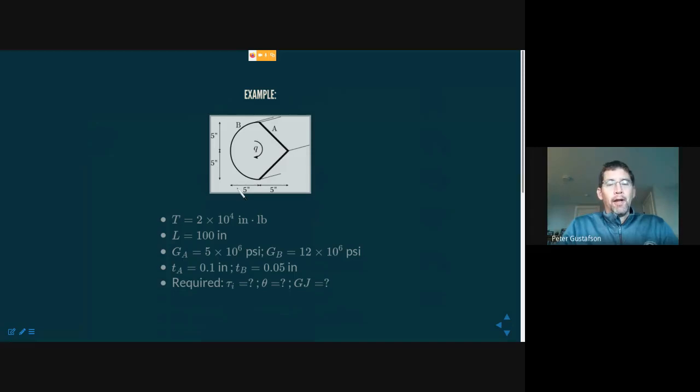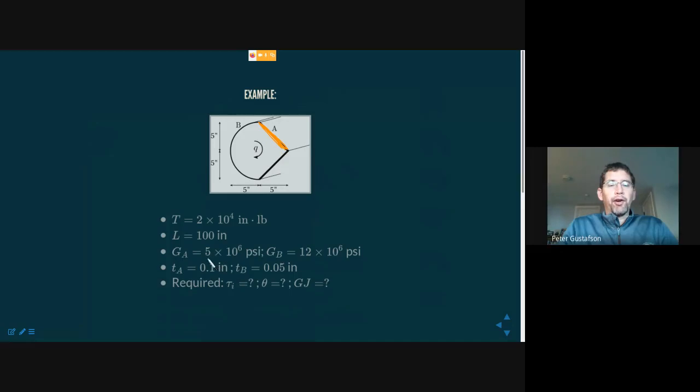In this example, we'll say that I have a total applied torque of 2 times 10 to the 4th. So that's 20,000 inch-pounds of torque. We'll say the overall length of this torsion carrying member is 100 inches, and I have 2 different materials present. I've got one in what I'm calling section A, and it's thicker. So not only is its material different, but its thickness is different.